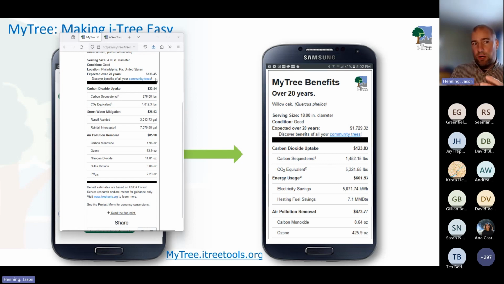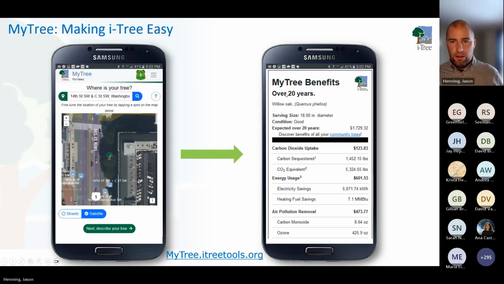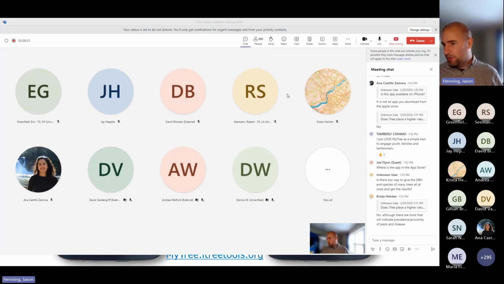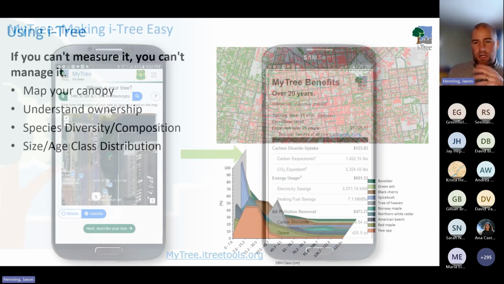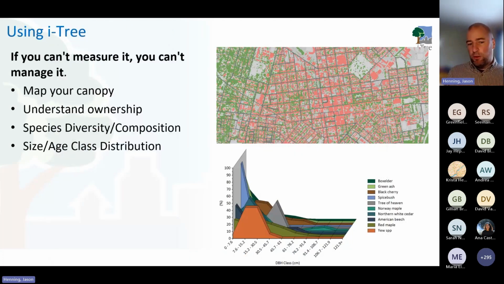So you can see just real quickly, you can get to these science-backed estimates of the benefits that trees provide in just a minute or two using a tool like MyTree. So hopefully that at least whets your appetite to come back next time when we're actually going to do demos of MyTree and iTree Planting and iTree Design. But as we wrap up this session, let me go back to my slides here for a second. I just want to get you thinking a little bit about how you might use iTree in your work.